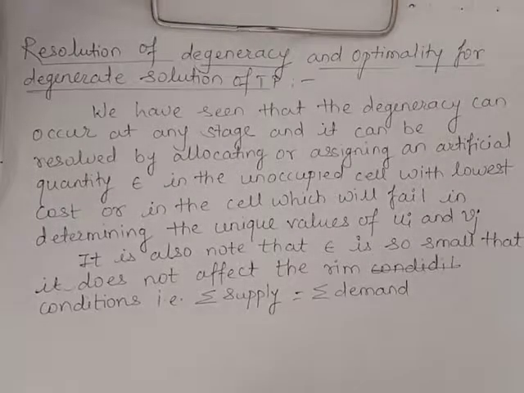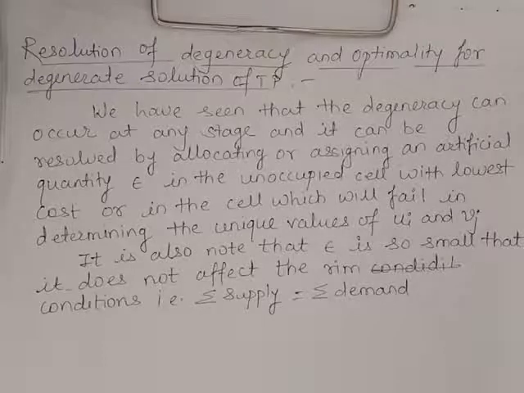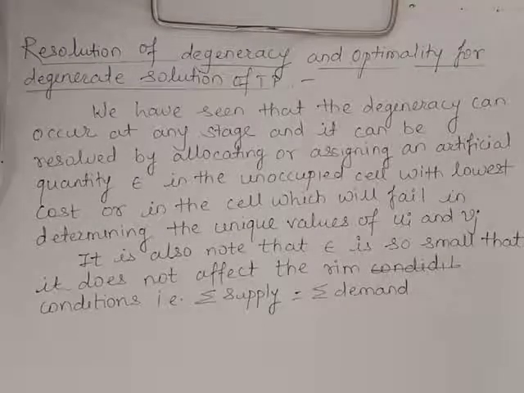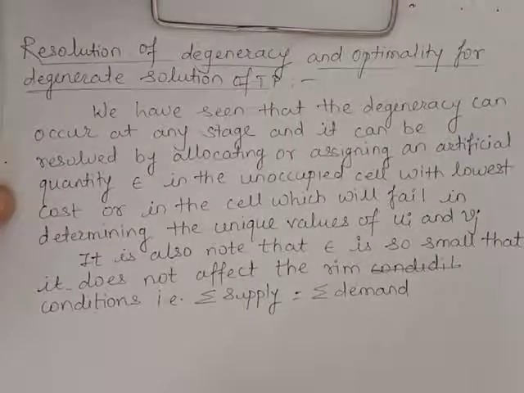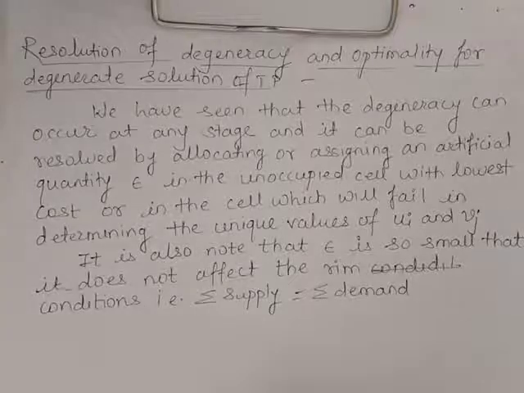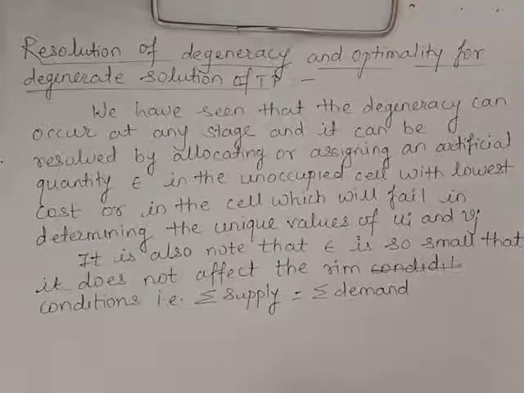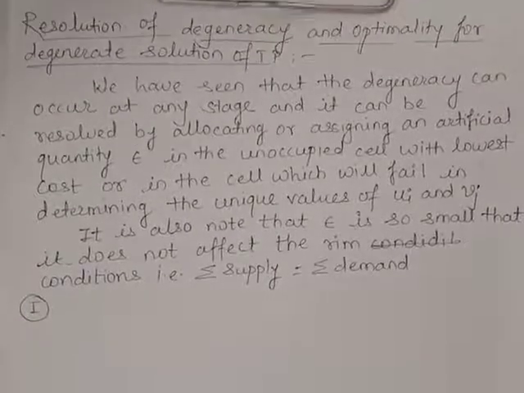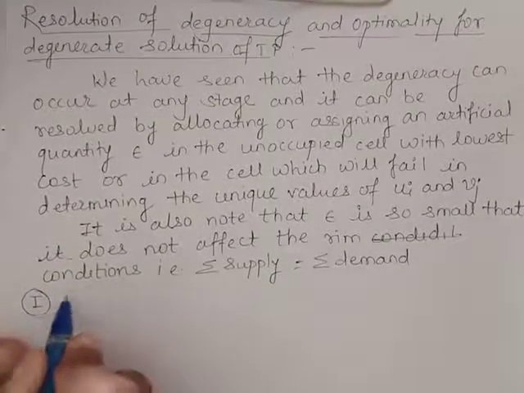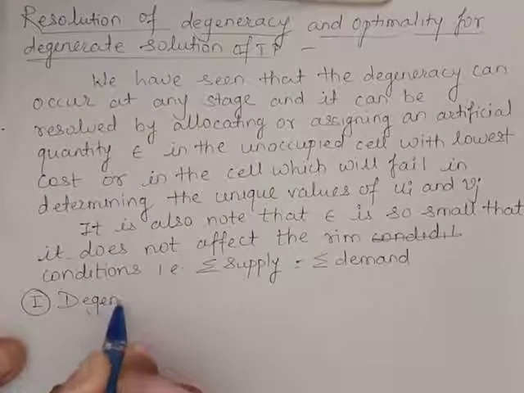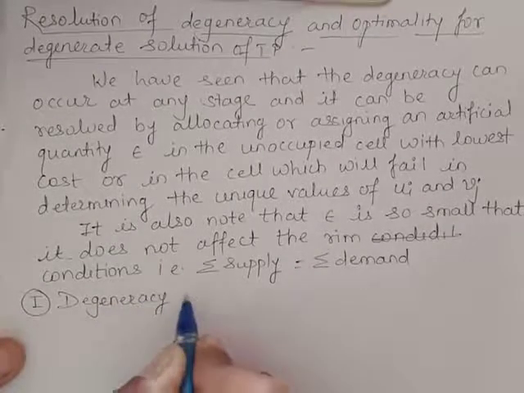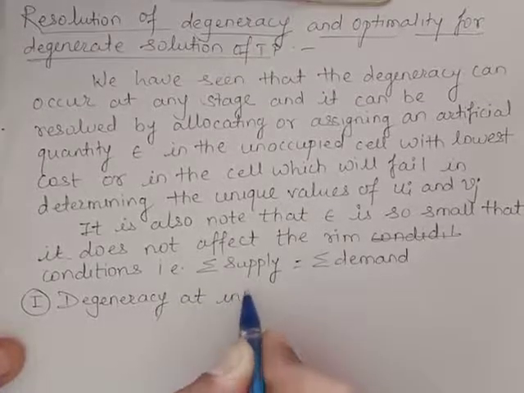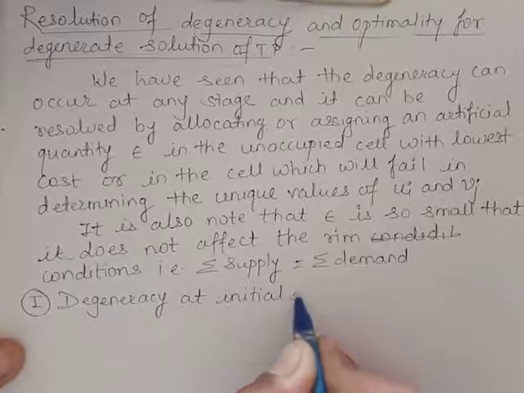Okay. Now we will see examples on various things: the example on degeneracy at initial stage, degeneracy in between, and degeneracy for unbalanced TP. We will see examples for these cases. So let's see the first case, degeneracy at initial stage.